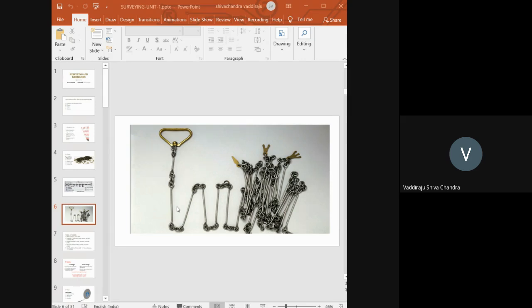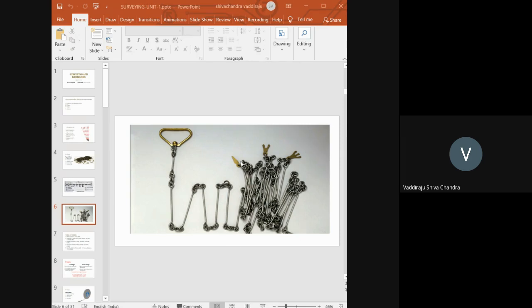So what is the least count now? What is the least count of a metric chain? 20 centimeters. So we'll be having 100 links here and 150 links, and you can see some figures, right? Are you able to see some brass rings of different shapes on the figure? Yes or no? Yes, sir.